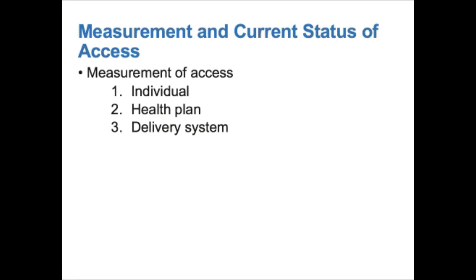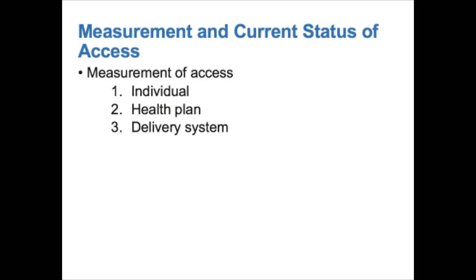Using conceptual models, access is measured at 3 levels: the individual, the health plan, and the delivery system. At the individual level, access measures include medical services utilization and the patient's assessment of their interaction with the doctor. For example, differences in doctor's visits by race, gender, age, and income.